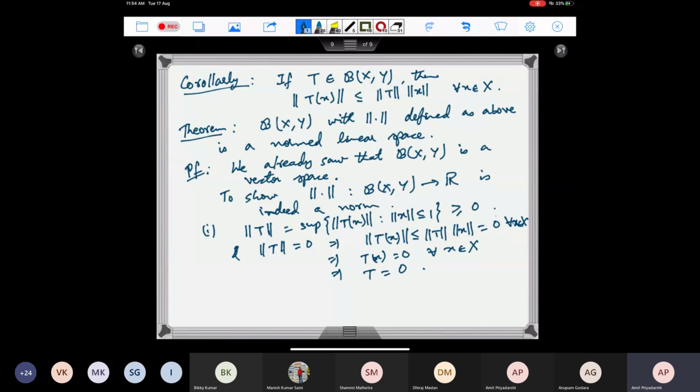So alpha times T, if you see norm of alpha T, this is equal to the supremum of norm of alpha T of x for norm x less than or equal to 1, which is the same as, here mod alpha will come out, and then we get mod alpha times the supremum of norm Tx for norm x less than or equal to 1, which is equal to mod alpha times norm T.